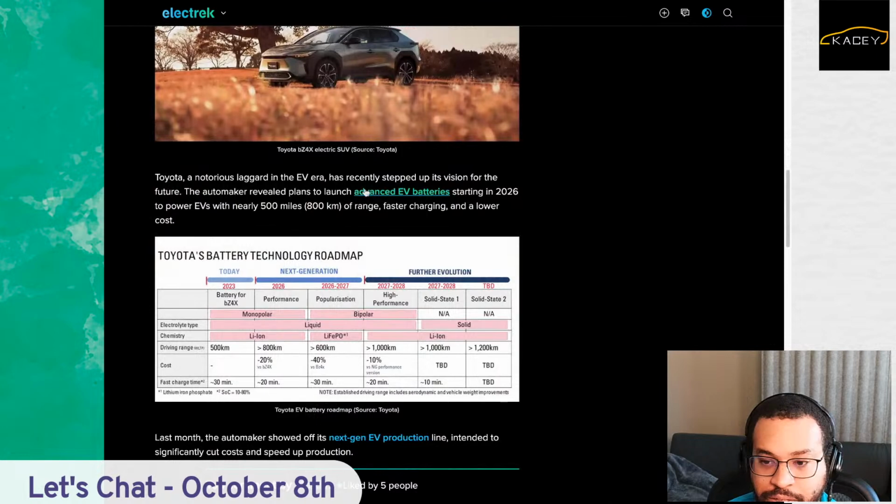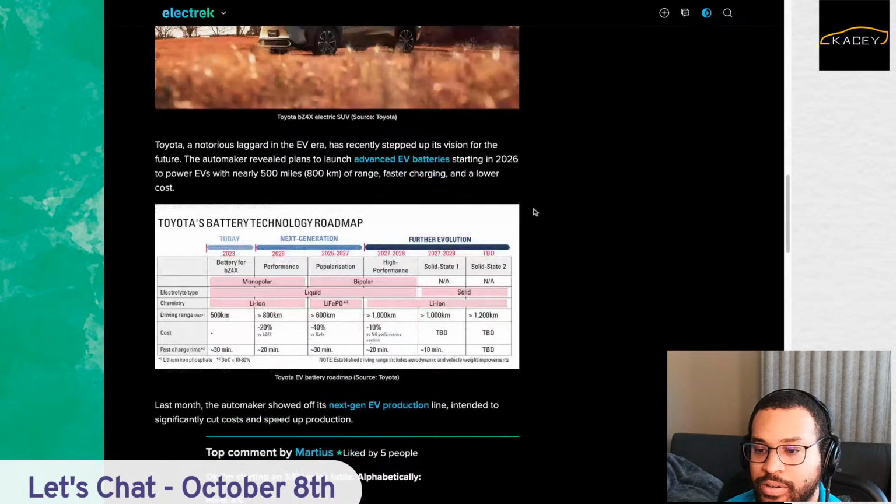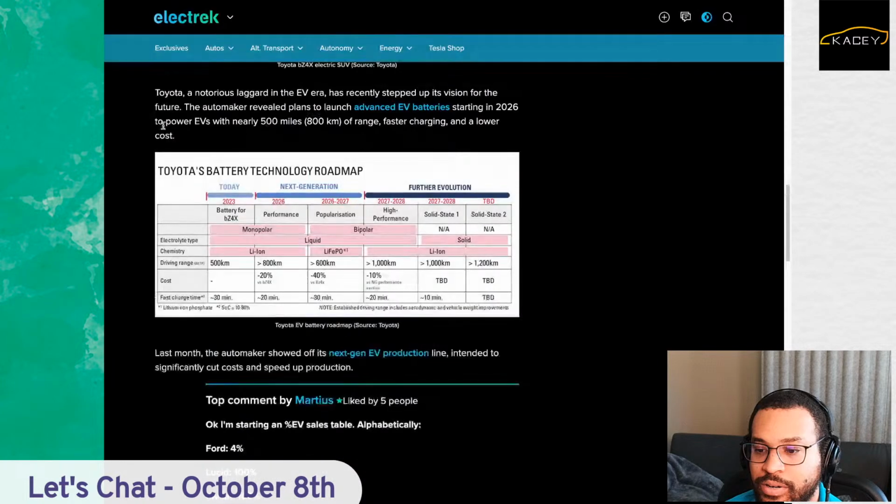Toyota, a notorious laggard in the EV area, has recently stepped up its vision for the future. The automaker has revealed plans to launch advanced EV batteries starting in 2026 to power EVs with nearly 500 miles of range, faster charging, and a lower cost. So these will be their solid states. Don't hold your breath. Although that is the shortest time-wise distance to them that they've ever announced.